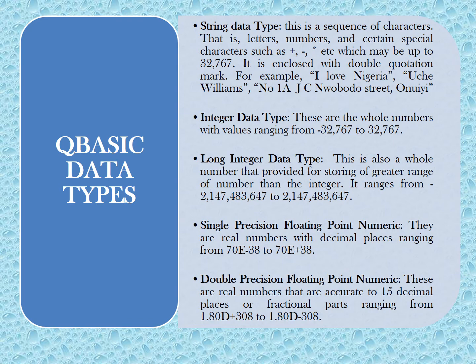String data type. This is a sequence of characters, that is, letters, numbers, and certain special characters such as plus, minus, multiplication, etc., which may be up to 32,767. It is enclosed with double quotation marks. For example, I love Nigeria, Uche Williams, number 1 A CSC112 Street, Onuiyi.